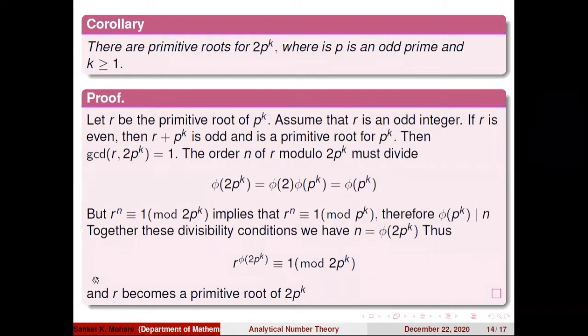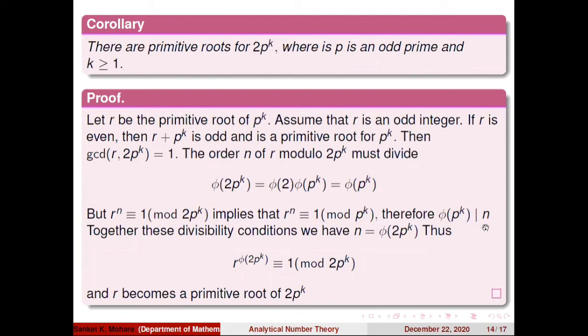But r to the power n is congruent to 1 modulo 2 times p to the power k. Why? Because here we are assuming n is the order of r modulo 2 times p to the power k. That's why, as r to the power n is congruent to 1 modulo 2 times p to the power k, this implies that r to the power n is congruent to 1 modulo p to the power k. Therefore phi of p^k should divide n.